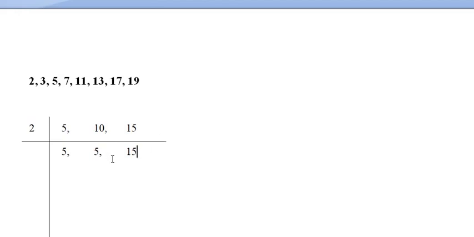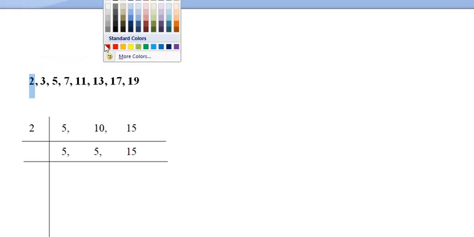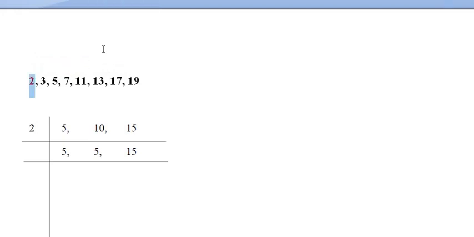Okay, so now here you have to draw a line. Okay, one more time. So let's draw a line like this. Okay, so you can see it out here that now 2 has been already done. Okay, so I want to highlight this with red.